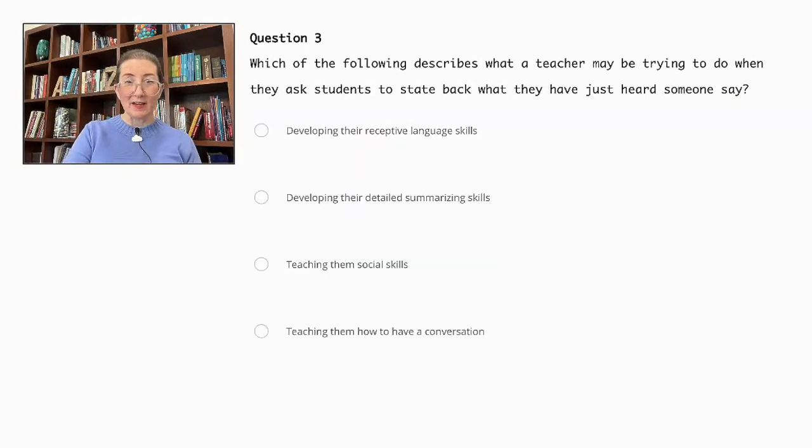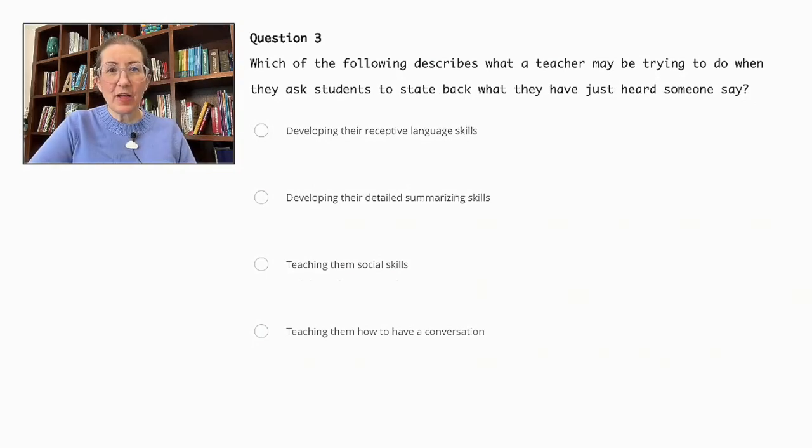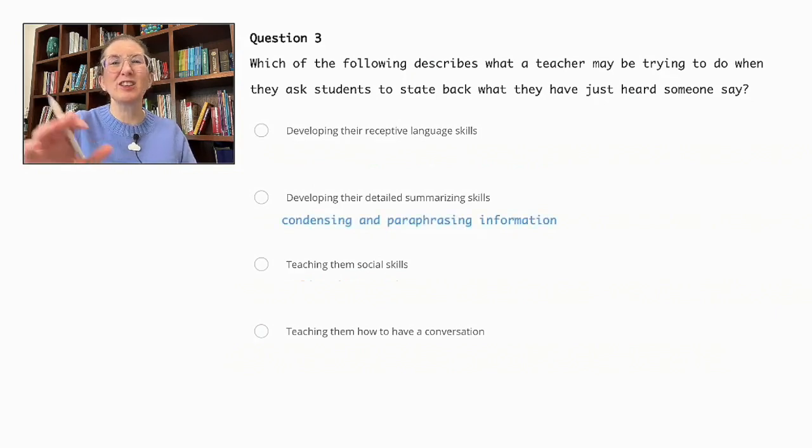Question number 3. Which of the following describes what a teacher may be trying to do when they ask students to state back what they have just heard someone say? Developing their receptive language skills, developing their detailed summarizing skills, teaching them social skills, or teaching them how to have a conversation. Developing detailed summarizing skills involves condensing and paraphrasing larger pieces of information. So let's cross that out.